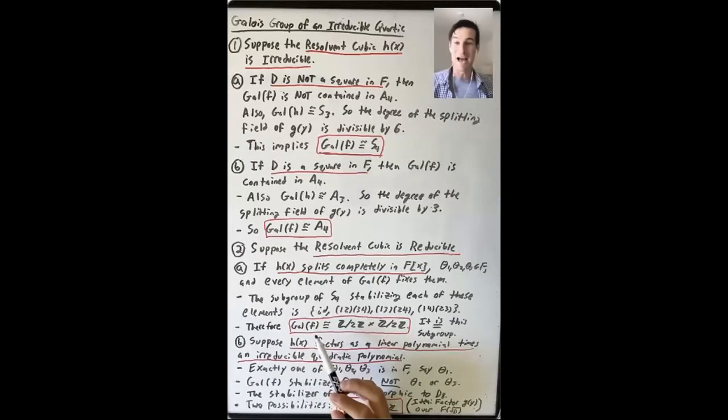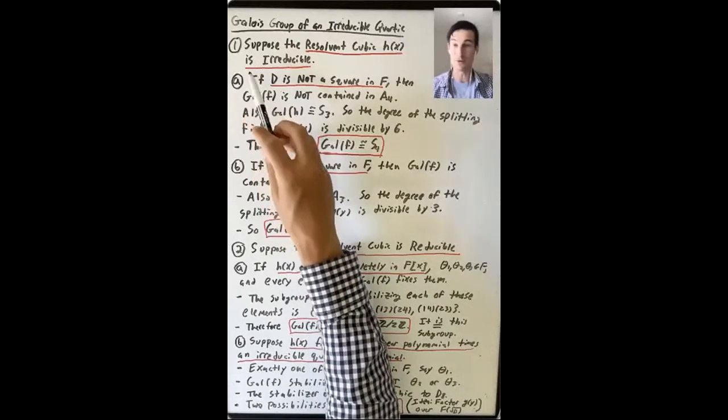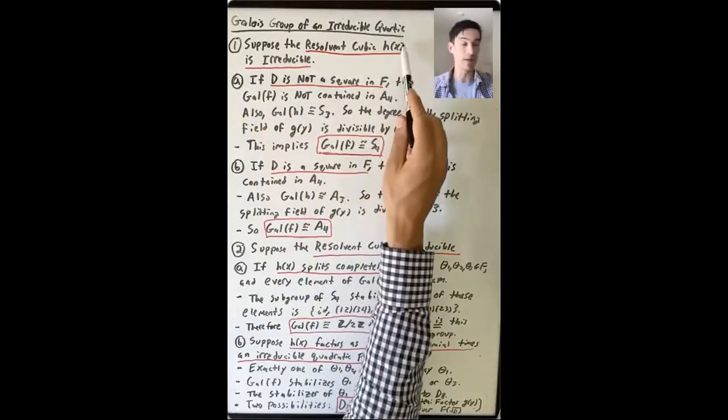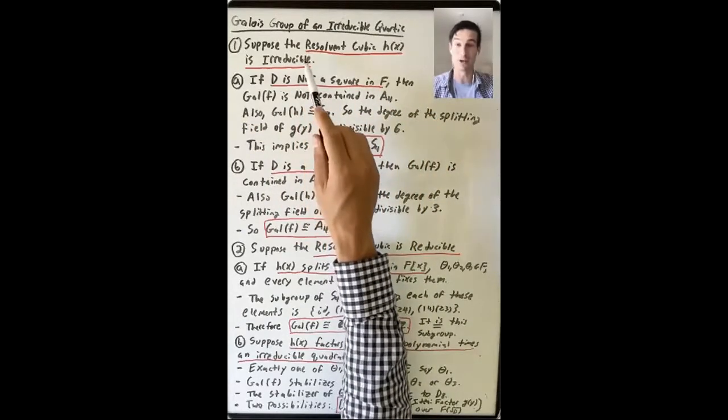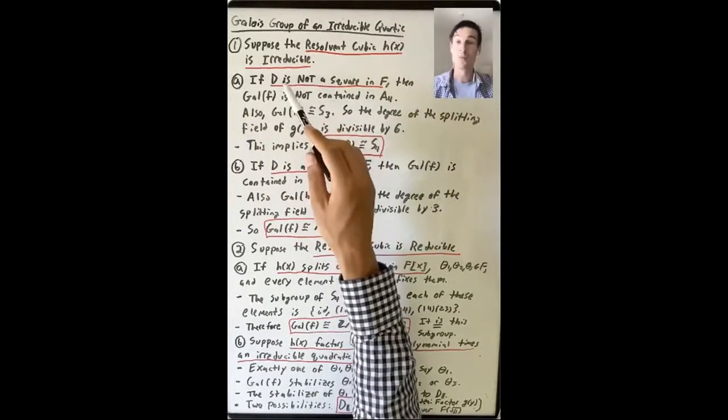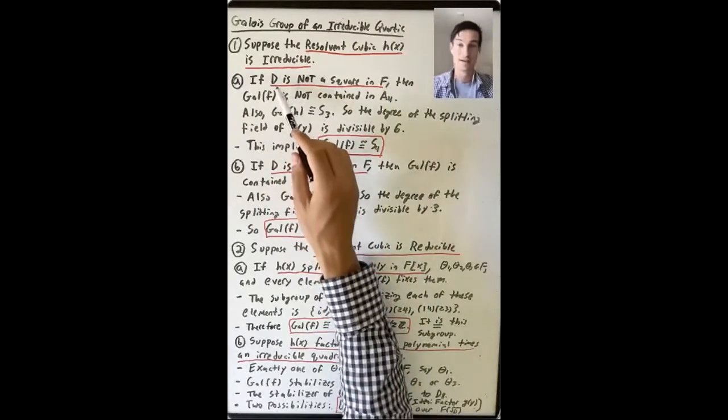Let's describe how to compute the Galois group of an irreducible quartic. We're going to understand different cases based on the resolvent cubic. So the first case we'll consider is when the resolvent cubic h of x is irreducible in F[x]. We'll further divide into two cases.